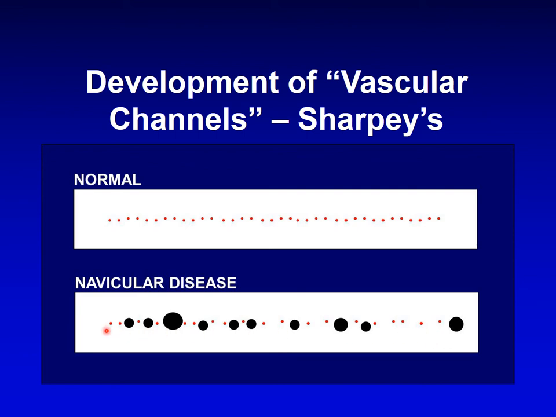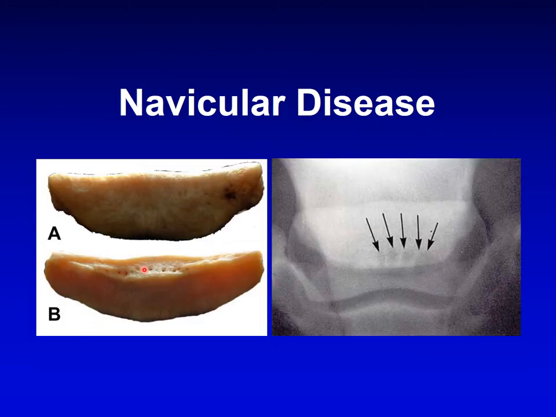We have to remember, we call those vascular channels, these large black circles or holes, if you will. We call that vascular channels. And so you can see these here, 1, 2, 3, 4, 5. And you can see them here on the radiograph, 1, 2, 3, and 4.